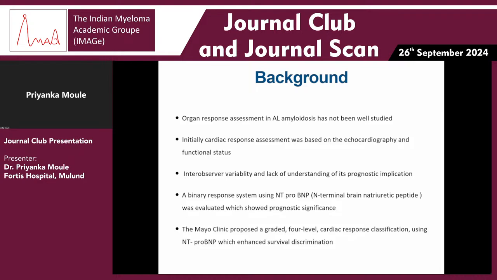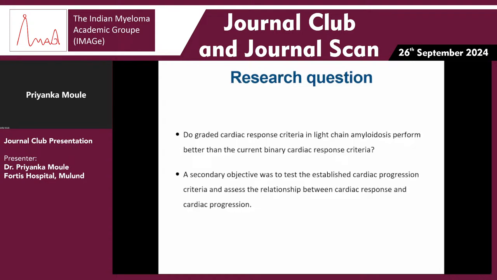So the organ response in AL amyloidosis has lagged behind, and initially it was based on echocardiography and functional status, which leads to inter-observer variability and poor understanding of its prognostic implication. Then a binary response based on NT-proBNP was evaluated, which has shown prognostic significance, but we need a more refined grading system. And for this, the Mayo Clinic proposed a 4-level graded cardiac response classification using the NT-proBNP values. And in one study, they showed that it did enhance the survival discrimination.